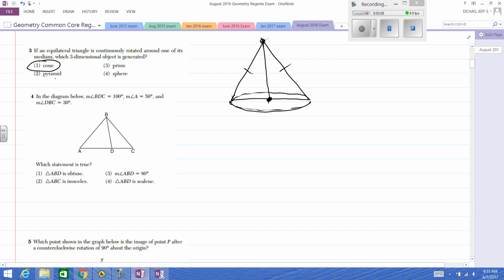We can't possibly get a pyramid. Spheres, just not going to happen. That would be if we rotated a circle. These two are not even close. That's only going to be if we rotated a circle.